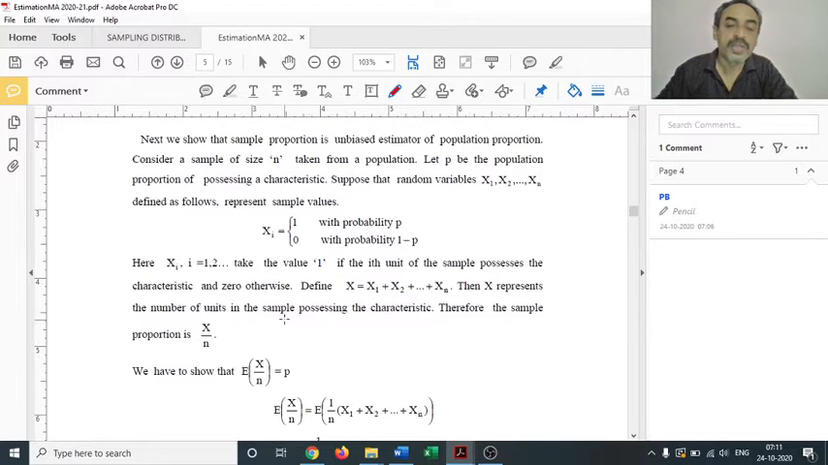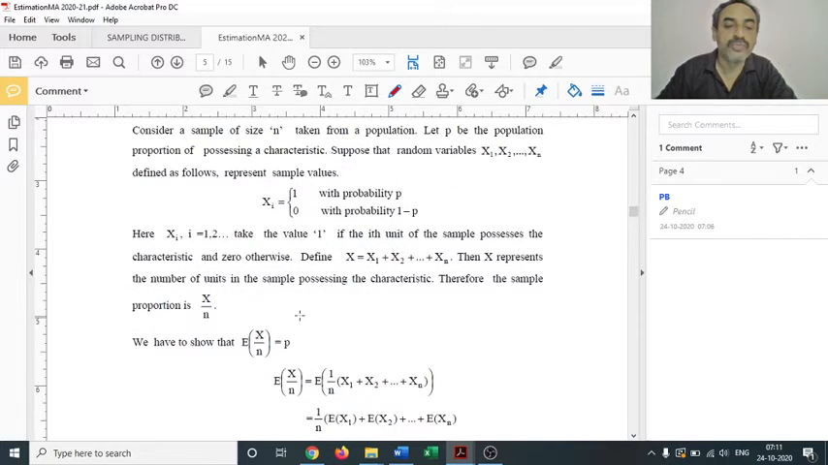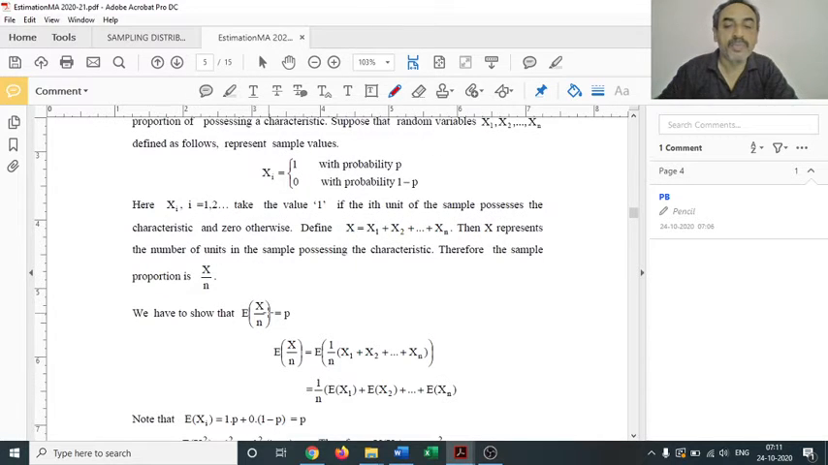Suppose there is a sample of size 100, and of this 100, some may be 1 and others may be 0. If x is equal to, say, 25, it means that there will be 25 ones and 75 zeros, that is x equals x1 plus x2 plus etc. xn. So x equal to 25 means that there are 25 times the response is 1, the response is yes, and therefore x by n is the sample proportion. So our aim is to show that the sample proportion is an unbiased estimate of the population proportion.